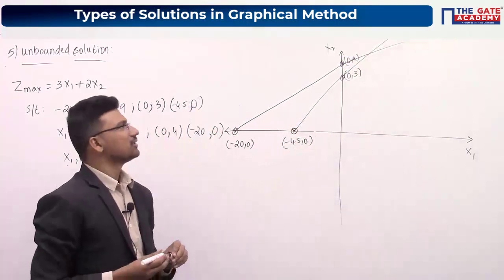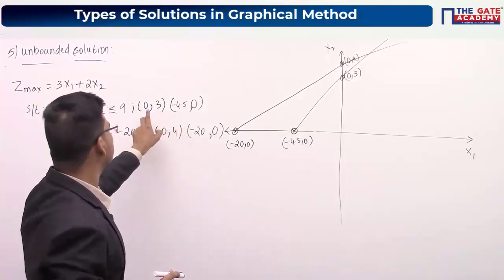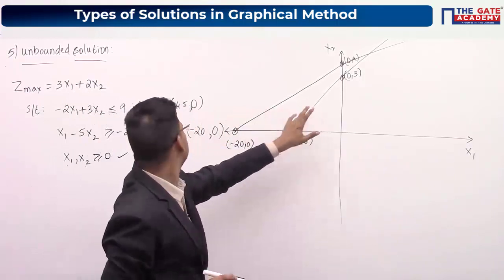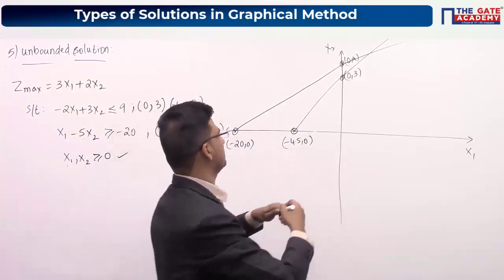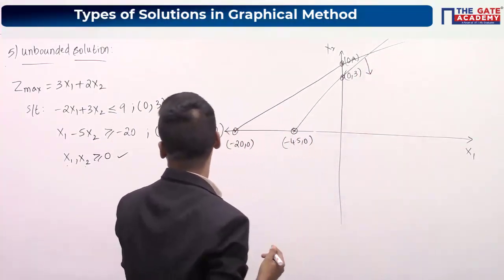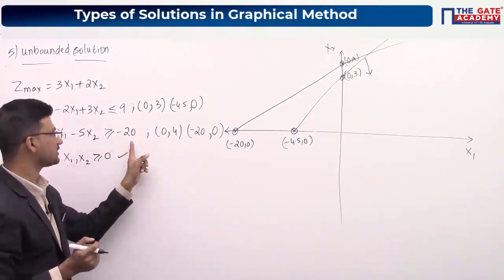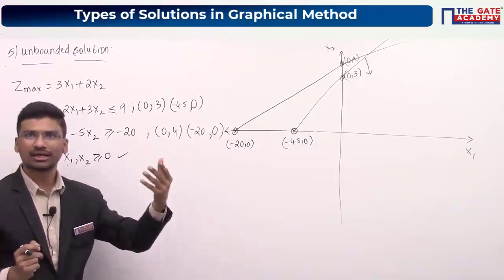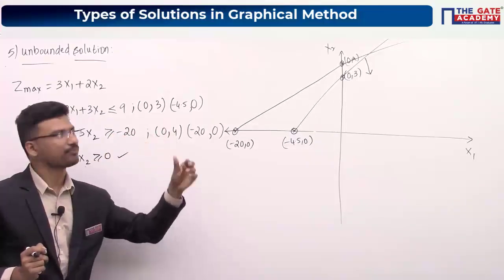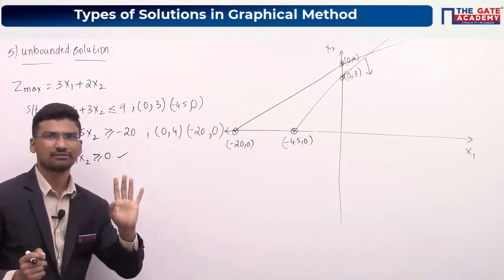Now identify the feasible region. Look at the first constraint, through 0, 3 and minus 4.5, 0. It is of less than or equal to type, which means the feasible region should be below this first constraint. You might get some confusion in identifying the second constraint, so remember this: if it is of less than or equal to type, the region is below the straight line; if it is a greater than or equal to type constraint, the region is above the straight line. That's what we have seen.